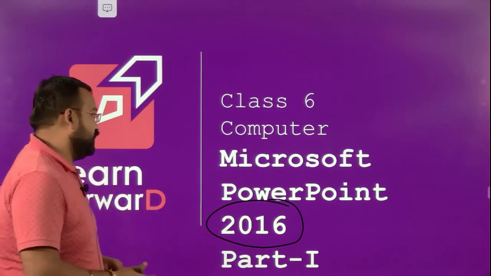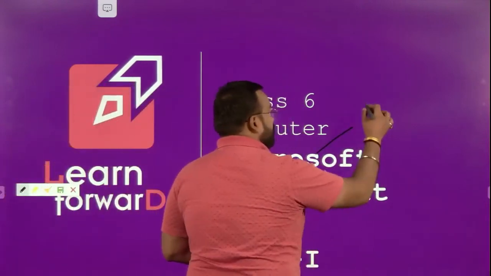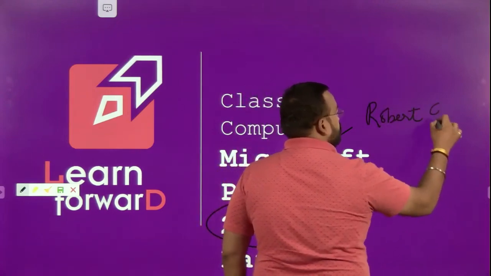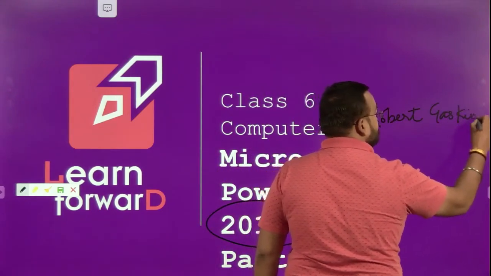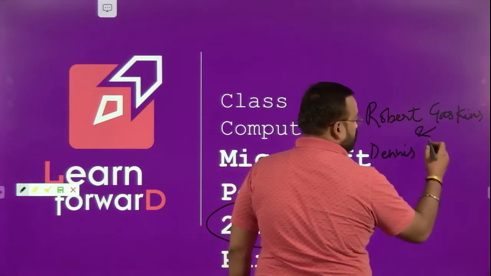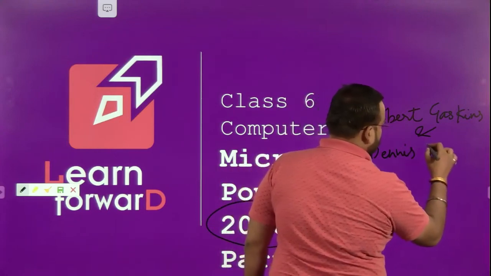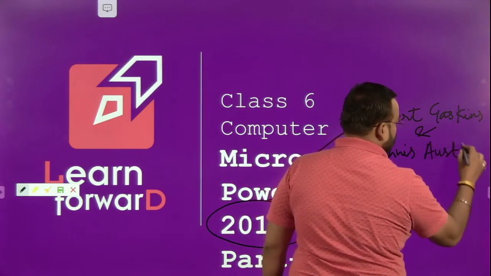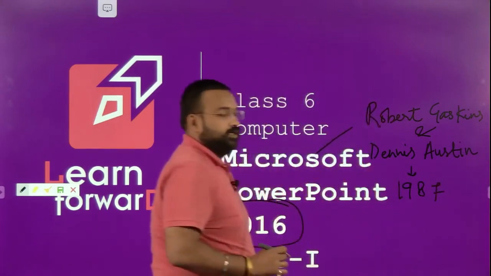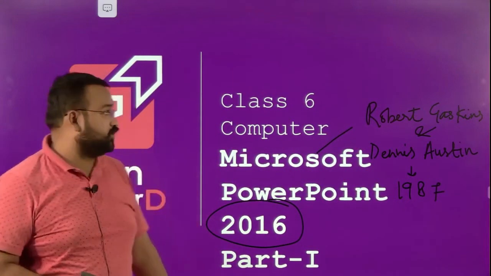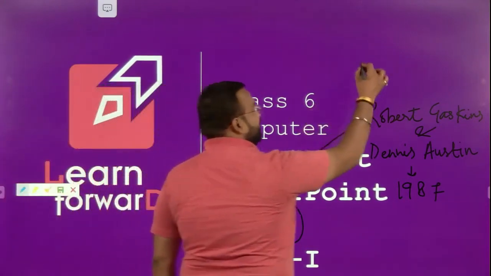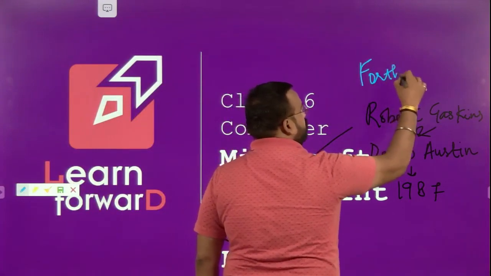This software was developed by Robert Gaskins and Dennis Austin in 1987. In 1987, this software was first introduced, and it was developed for the company Forethought.